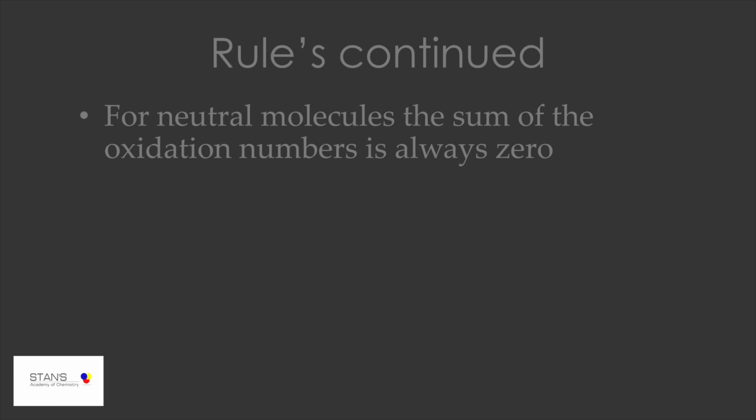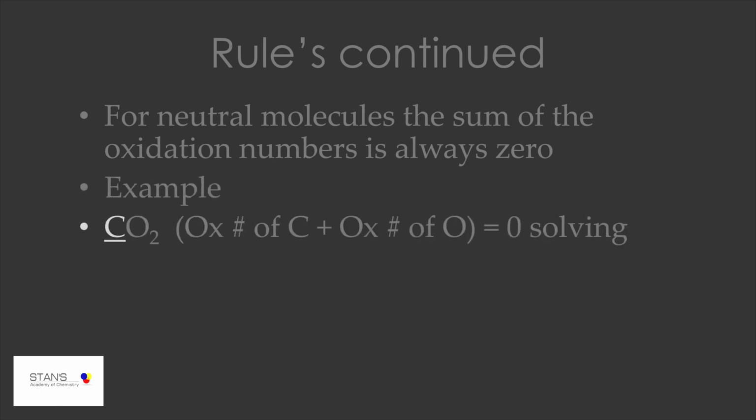What I mean by a neutral molecule is a molecule like carbon dioxide, water, ammonia, all of these are neutral molecules. So let's take the example of carbon dioxide, CO2. The total charge of carbon plus oxygen is 0. We don't write carbon dioxide with a charge because the value is 0. So if you know the oxidation number of oxygen, you can calculate the oxidation number of carbon.